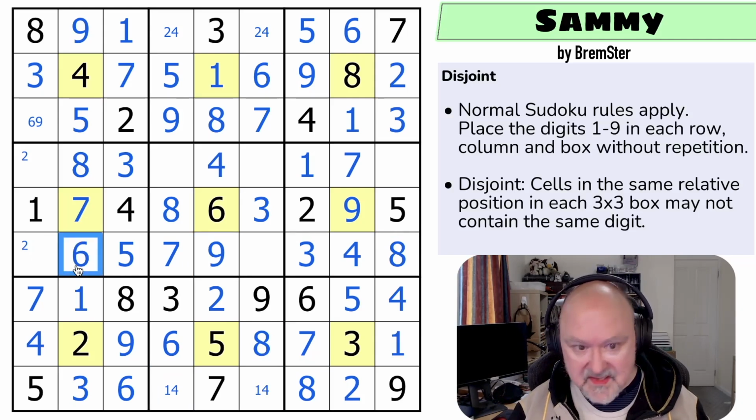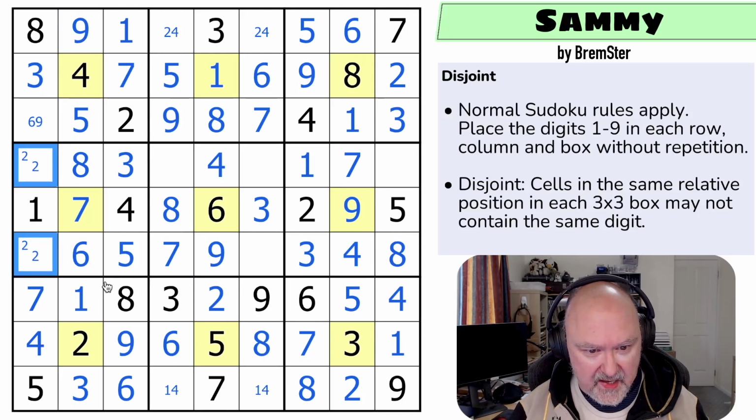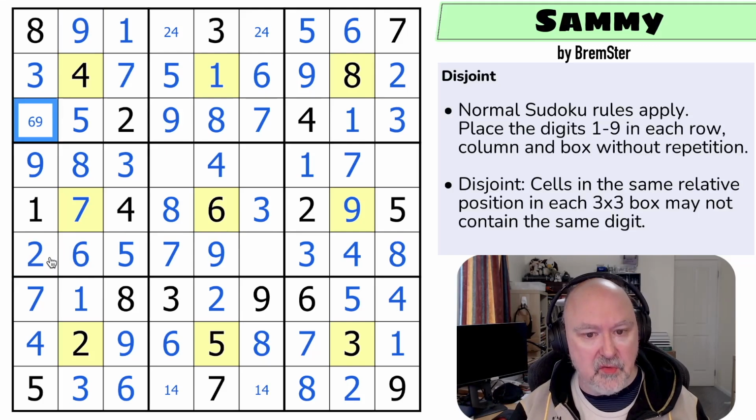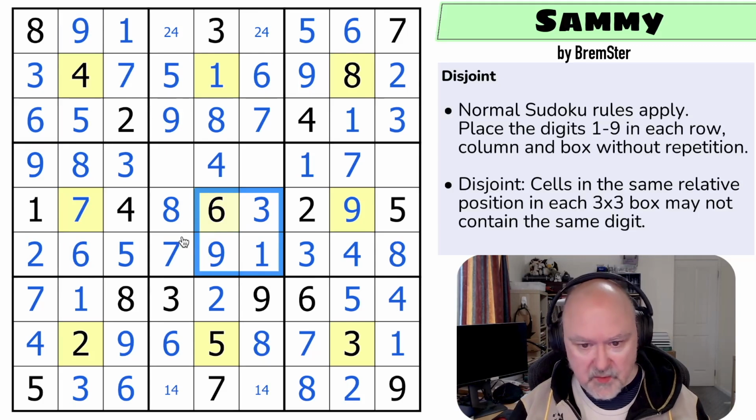This 9, of course, makes this the 6. I could have used that 9 for the same thing. These are 2 and 9, and the 9 makes that the 2 and that the 9. Of course, that's the 6. This row is missing its 1. This seems to have fallen apart now.